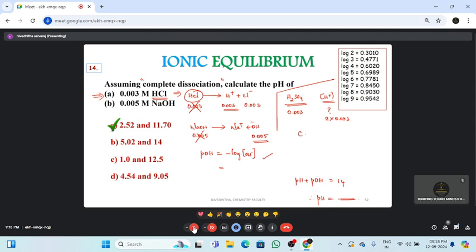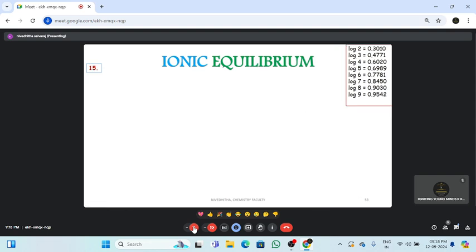Similarly, if the base is calcium hydroxide and the concentration of calcium hydroxide is 0.05, then what will be the concentration of OH minus ion? Each calcium hydroxide will release 2 times OH minus ion. So 2 into 0.05. So you have to be very conscious in finding the concentration of H plus and OH minus ion. Fine. Now we'll move on to the 15th question.